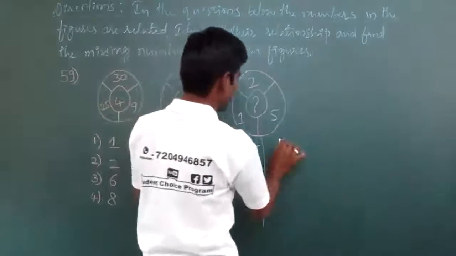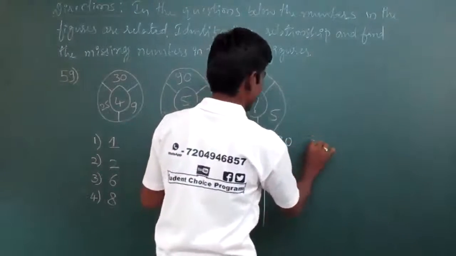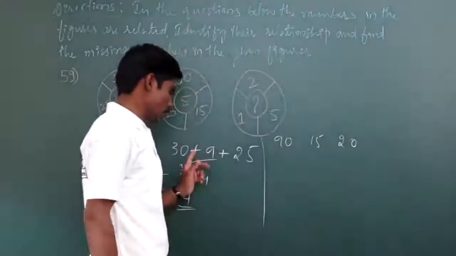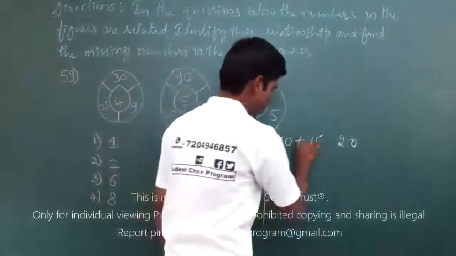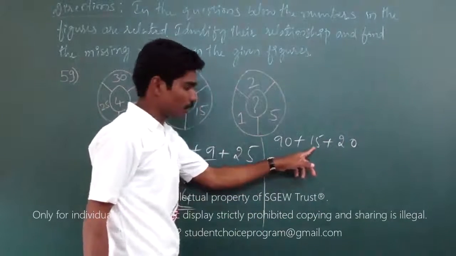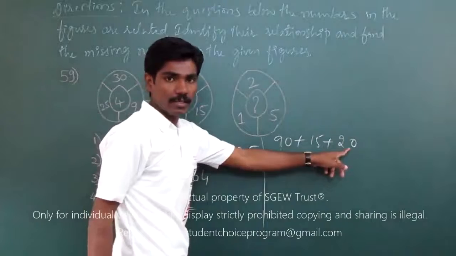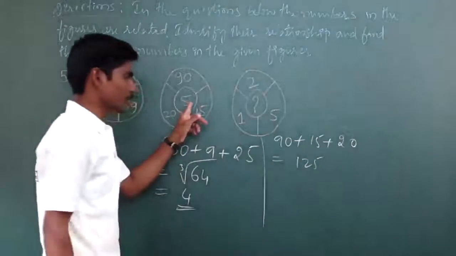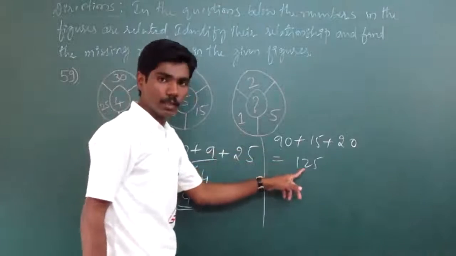For that, let me consider the numbers 90, 15 and 20. Now what I have to do? I have to add these numbers. Let me add 90 plus 15 plus 20. Now what is 90 plus 15? It is 105. 105 plus 20? Yes, of course it is 125. But I have to get 5. Whereas 125 is nothing but the cube of 5.